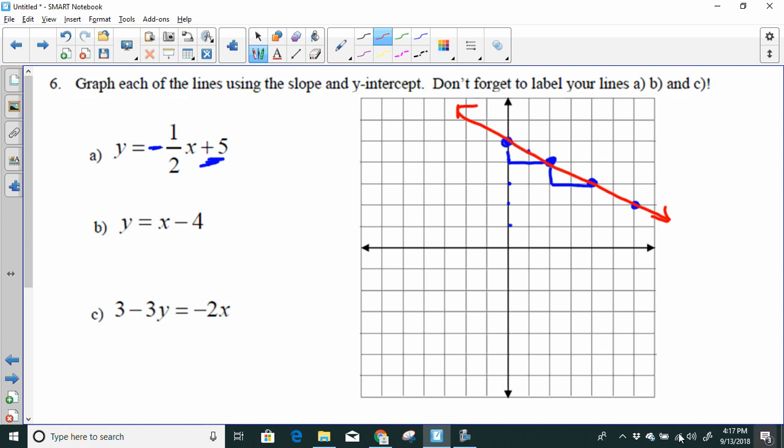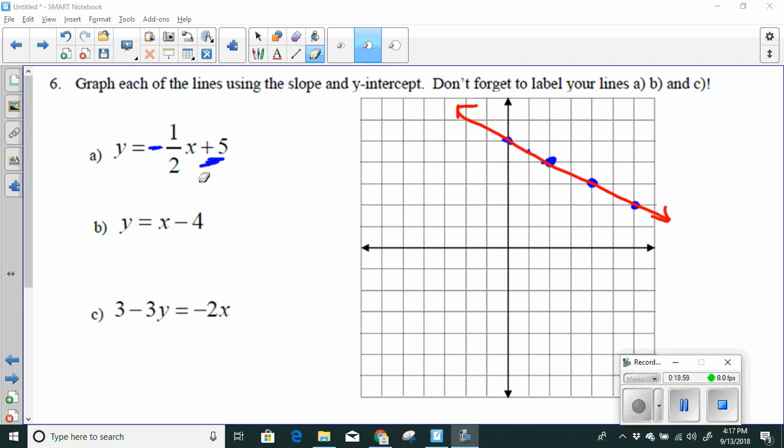Pause and clean this up. All right, line B. For line B, let's choose green. This one is already ready to graph. It's got a y-intercept of -4. So on the y-axis, you could go to -1, -2, -3, -4.